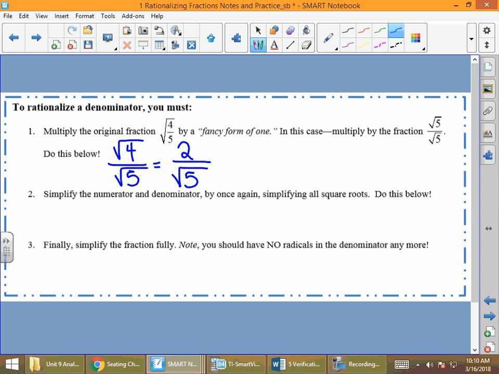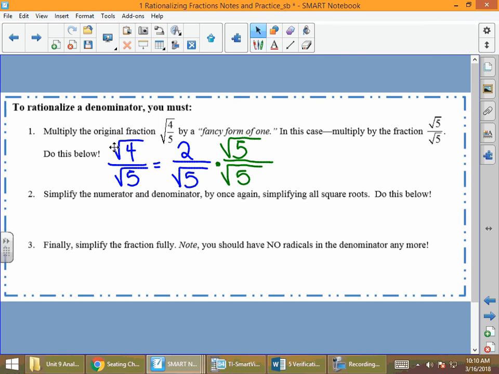We want to get rid of the radical in the denominator, so we're going to multiply by a fancy form of 1, where the denominator has a square root of 5. So we're going to multiply the denominator by the square root of 5. But if we multiply the bottom of the fraction by the square root of 5, we have to multiply the top by the square root of 5 as well. And the square root of 5 divided by the square root of 5 is the fancy form of 1. So in this case, multiply the fraction by the square root of 5 over the square root of 5.